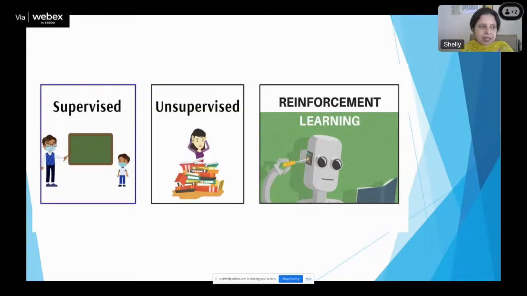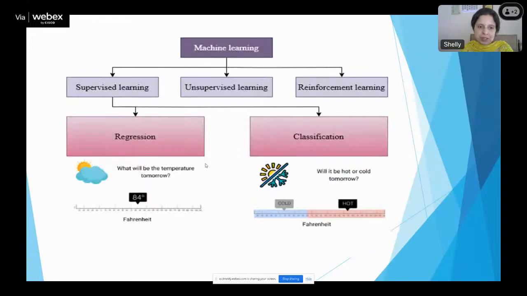Now, since we are talking about logistic regression, does it come under supervised learning, unsupervised learning, or reinforcement learning? That is the basic question we usually think of, and we will try to answer it during this session.